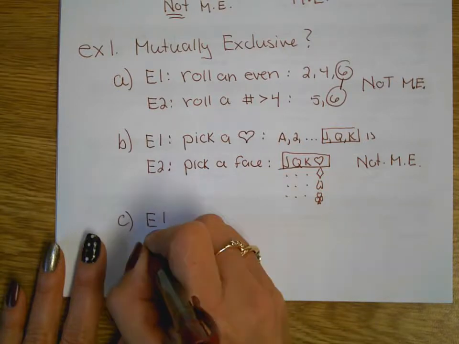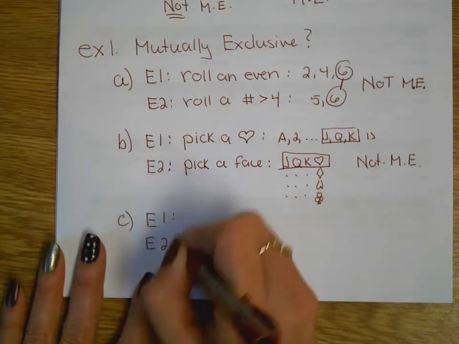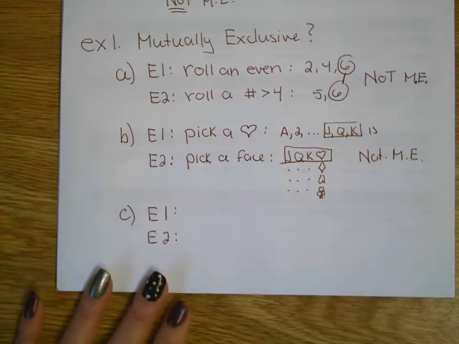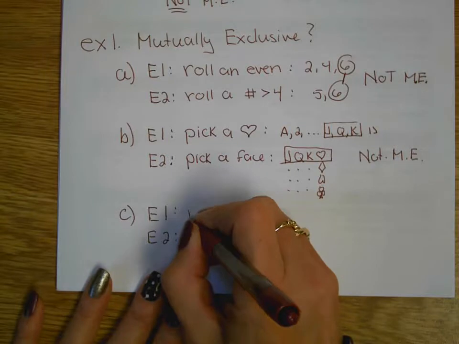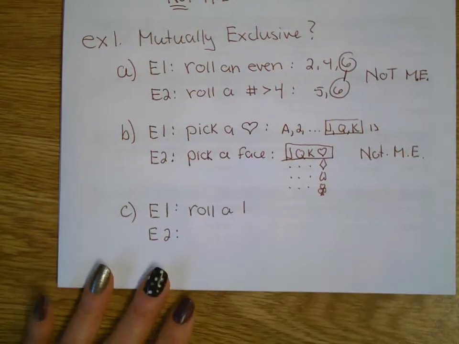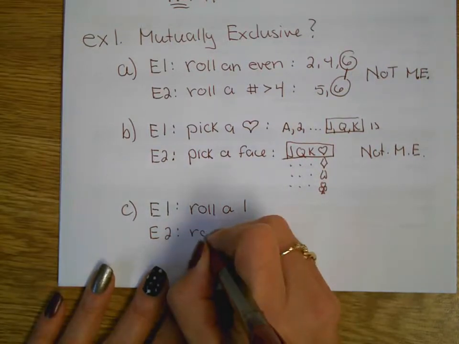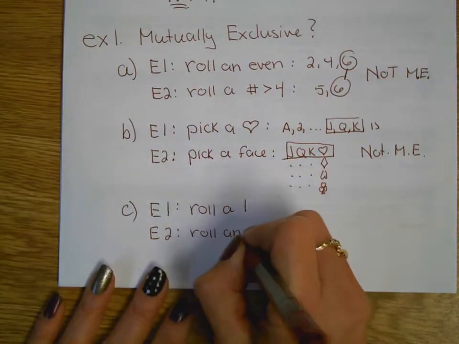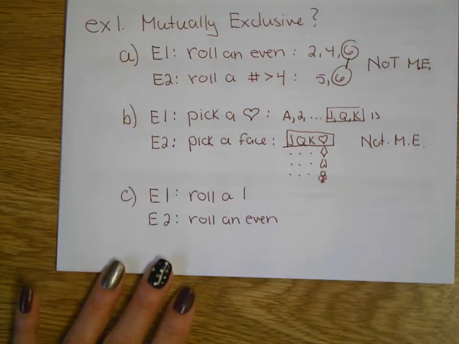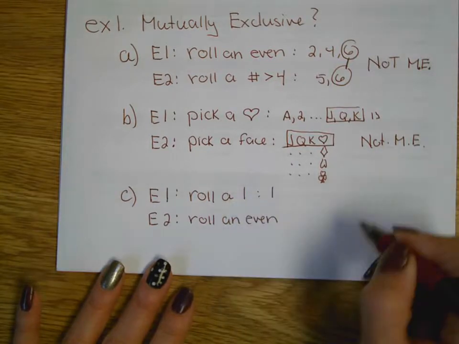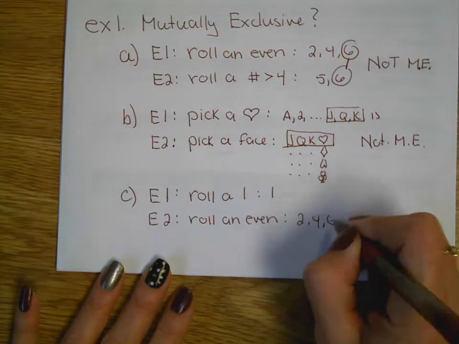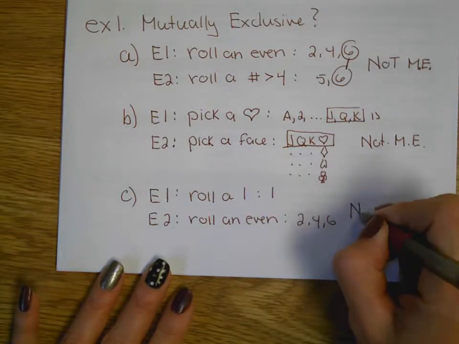One last one. We're going to be looking at rolling a 1 on a die, and then rolling an even. Okay, these two events are mutually exclusive, because the 1 is just the 1, that's the only thing in that outcome for that event. This one's 2, 4, 6. No overlap, these are mutually exclusive.